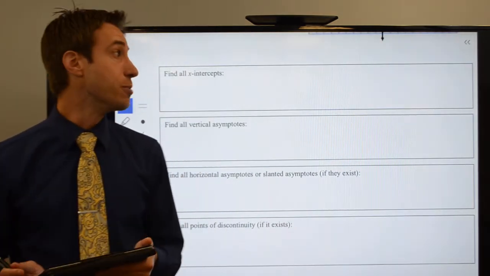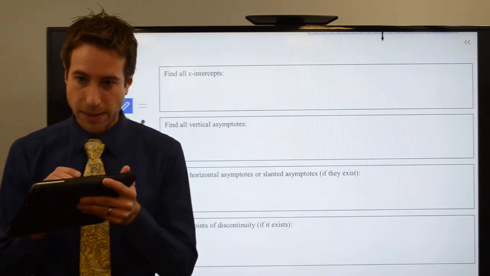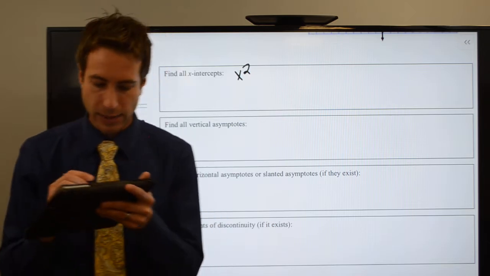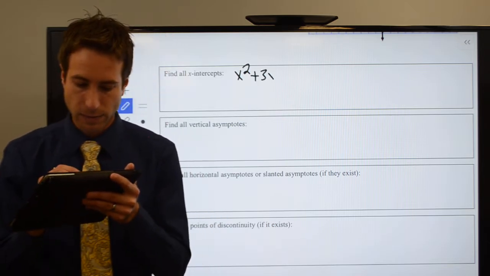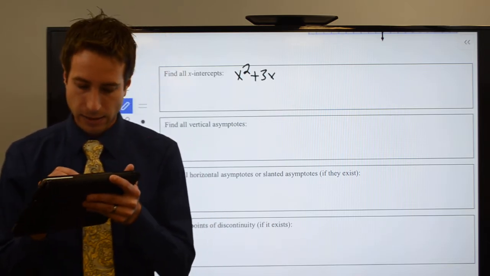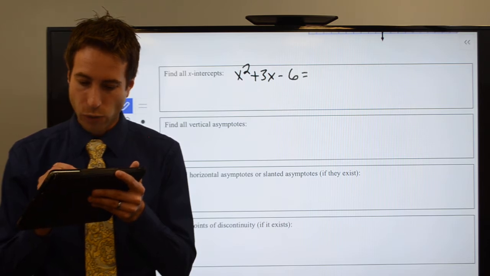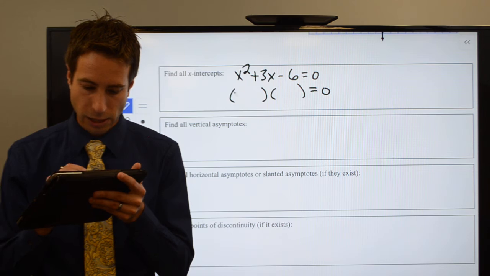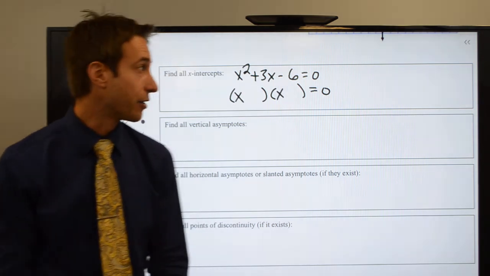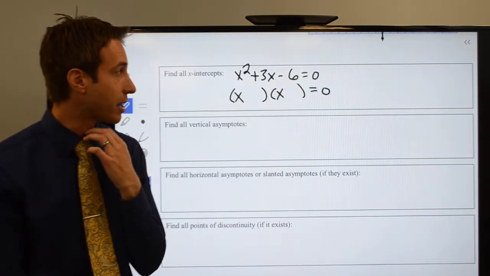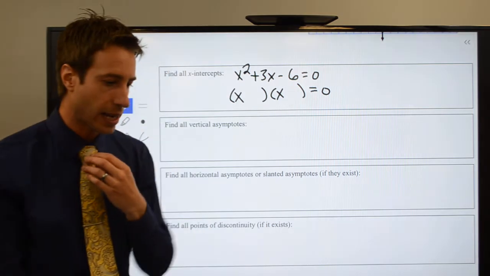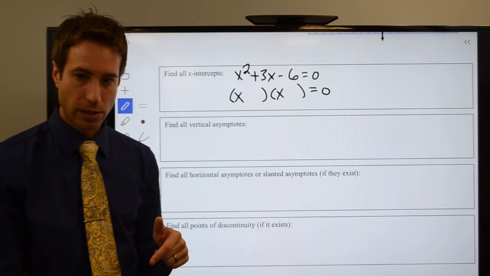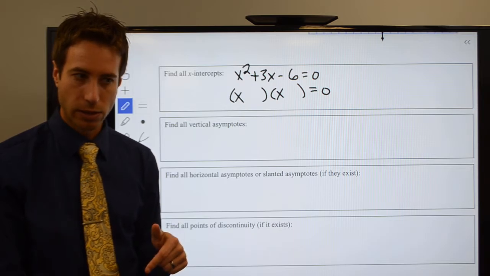I need to set my numerator equal to 0 to find the x-intercepts. My numerator is x squared plus 3x minus 6. Right, minus 6. All right, if we're lucky, it's going to factor into two binomials. I'll spot you the easy bit. Now the tricky bit, I need two numbers that multiply to a -6 and sum to a +3. And you think, and you think, and you think some more.